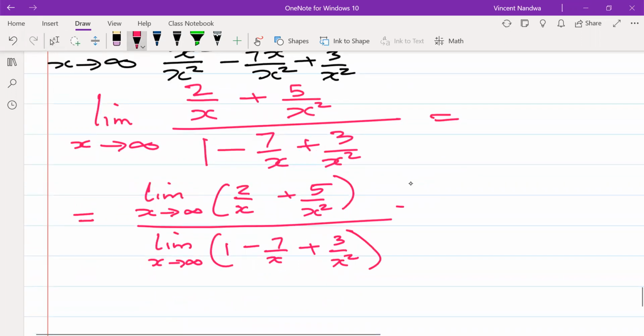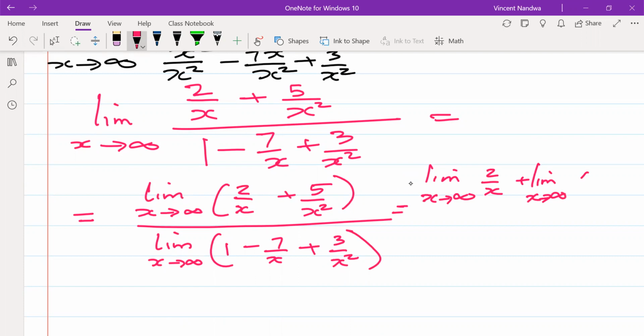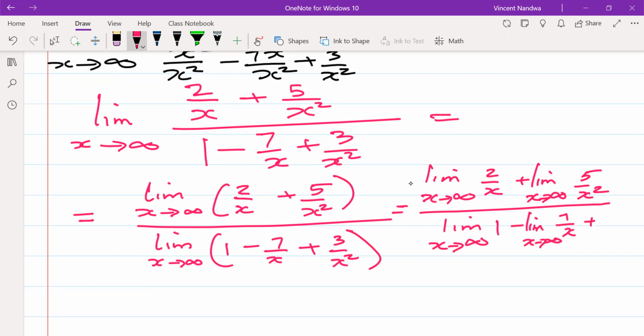So still, this will be the limit as x approaches infinity of 2 over x plus the limit as x approaches infinity of 5 over x squared, over the limit as x approaches infinity of 1 minus the limit as x approaches infinity of 7 over x plus the limit as x approaches infinity of 3 over x squared. Can you be trusted with those limits?